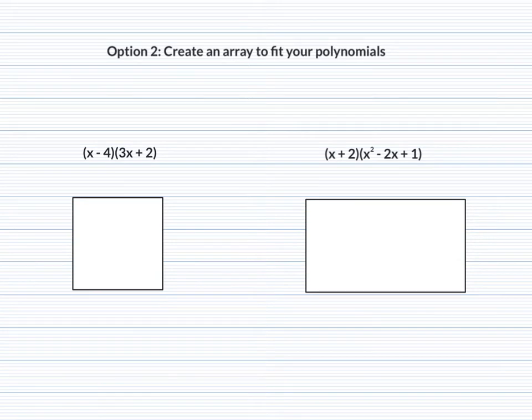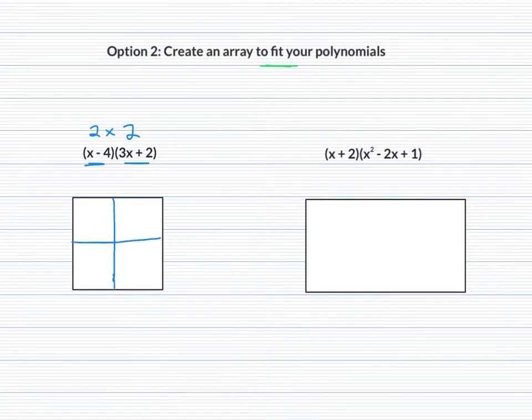So that's first, outside, inside, last, FOIL. Your option 2 is to create an array to fit your polynomials. So as we look at this problem, like the very first one, you'll notice it's a 2 by 2, so a binomial and a binomial, 2 by 2. So when we create our array, we would want our array to match that, 2 by 2.